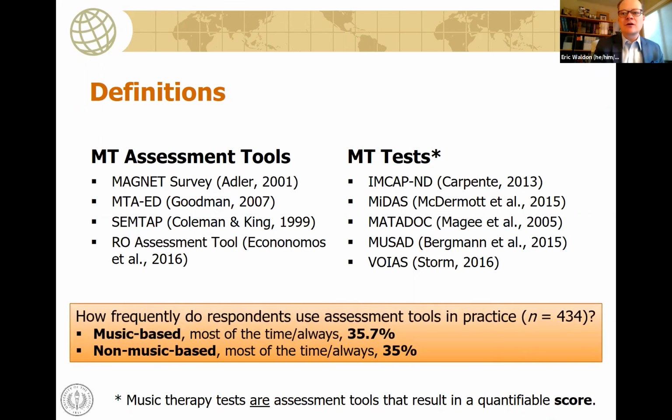So we asked our respondents in our survey how frequently they are using assessment tools in their practice. Of the 434 participants who responded to this particular question, we found that 35.7% are using music-based assessment tools of some kind, some of them tests and some of them not, either most of the time or always.